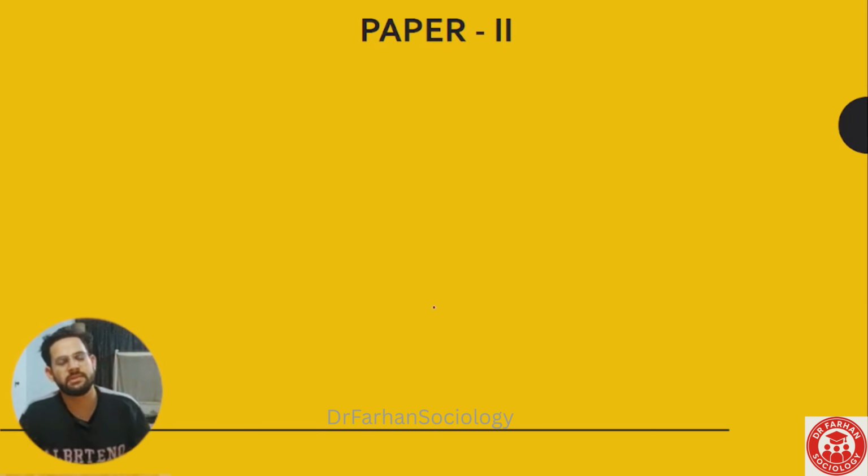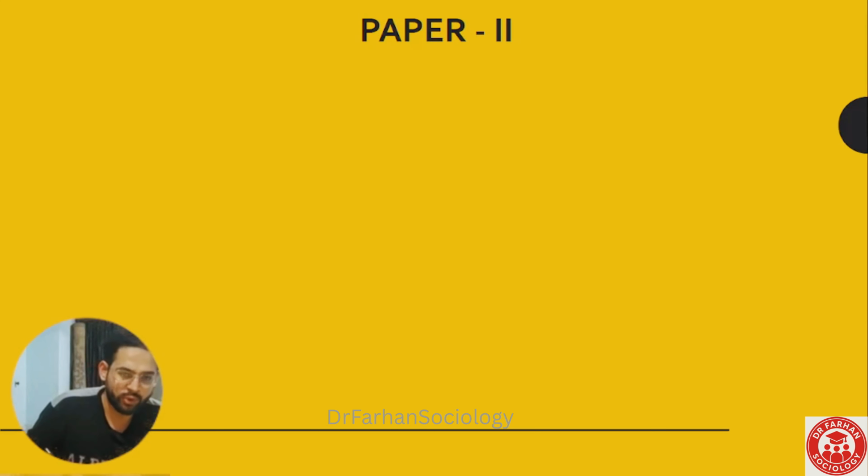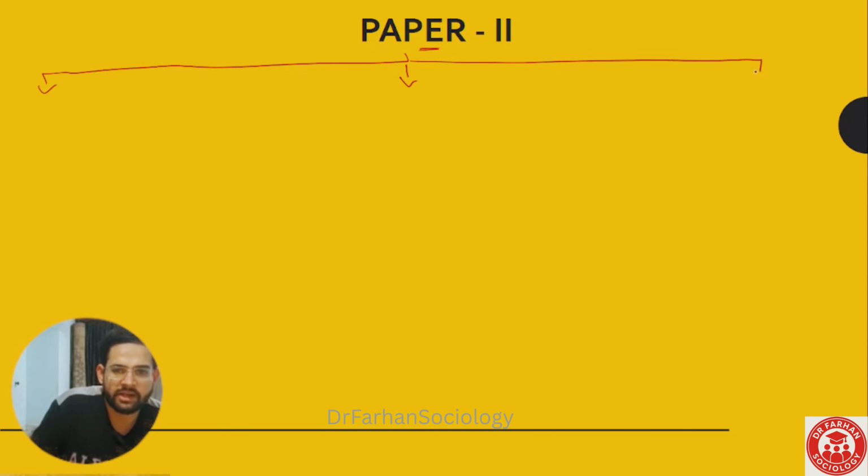What is the syllabus that we are having? Paper 2 can broadly be divided into three parts. So let me create a division. This can be broadly categorized into three parts. Let me call them A, B and C.